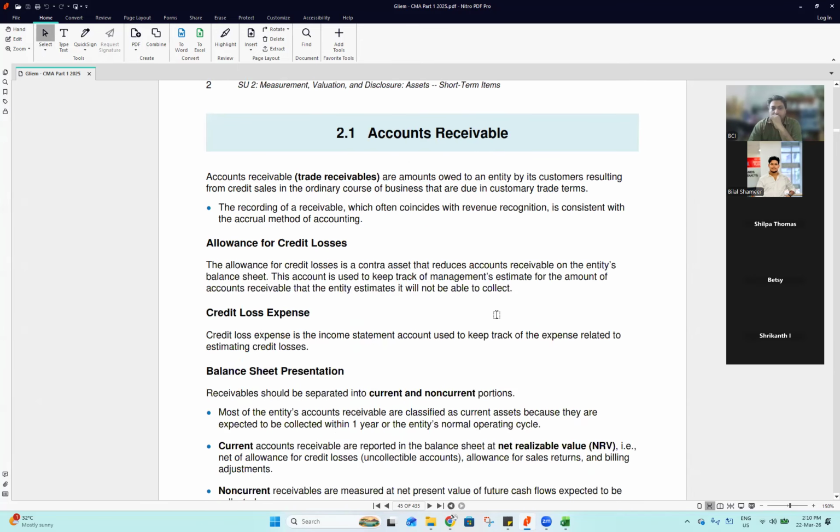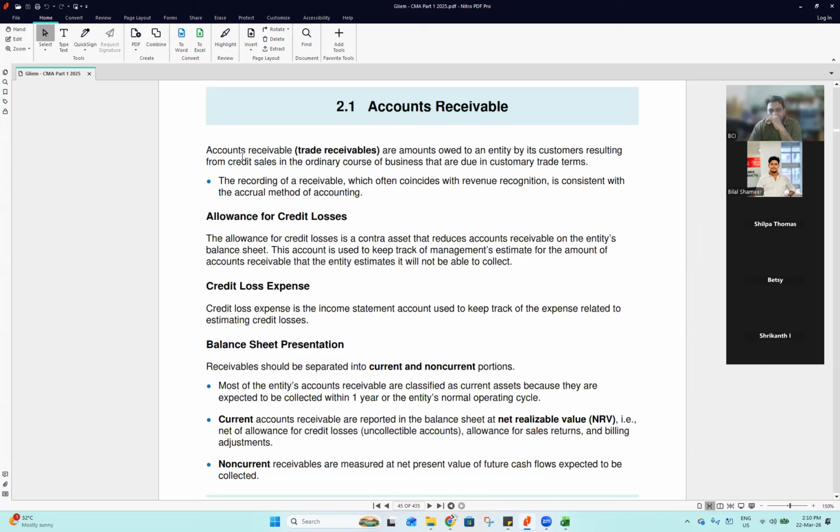Now, when we say accounts receivable, we are talking about the trade receivables. So accounts receivable or trade receivables are amounts owed to an entity by its customers resulting from credit sales in the ordinary course of business that are due in the customary trade terms. So what are the customary trade terms? That means normally what trade terms we are giving to all other customers. The same terms. Normally we give 30 days credit to a customer, but for this particular customer you are giving 180 days credit. Then you can't consider it as your trade receivables. It is not a normal sale, correct? You might have some sort of relationship with that person.